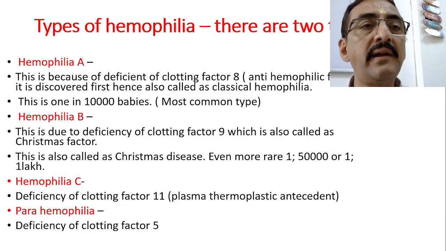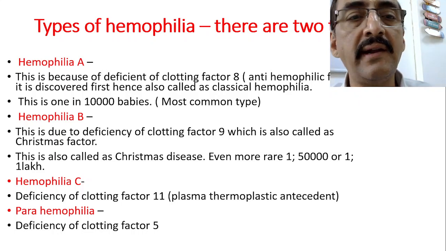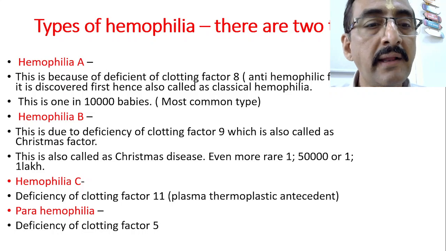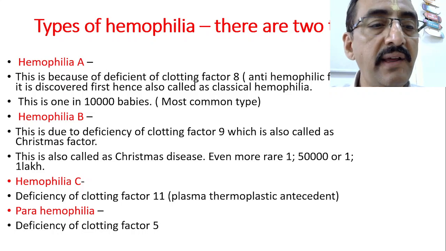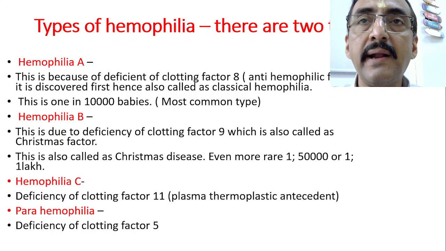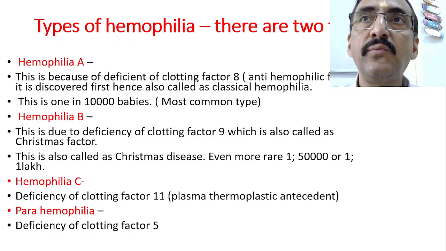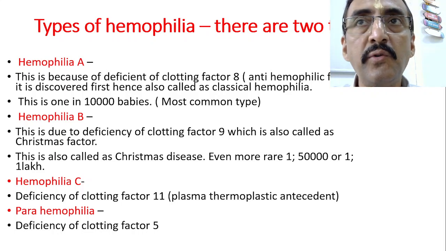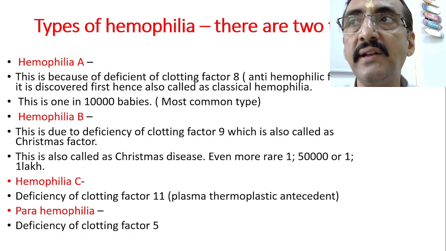There are 2 main types. One is hemophilia A and another is hemophilia B. Other types are hemophilia C and also parahemophilia. But there is one more type, which is called vascular hemophilia, also called von Willebrand's disease. That we will see later.